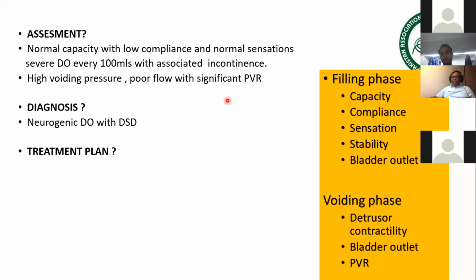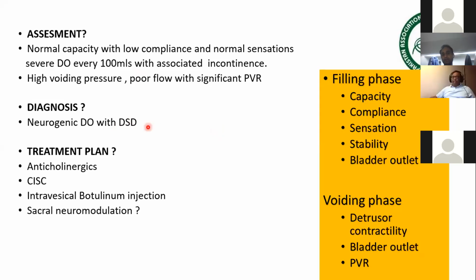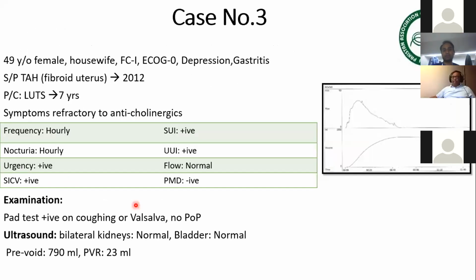So do you people think that this patient has got a healthy bladder, or is it a safe bladder? Yes, so this is not a safe bladder. This patient has significant high detrusor pressures with a poor flow, and he is at risk of having upper tract damage. So the treatment in this patient would be to go for the anticholinergics, keep this patient on clean intermittent catheterizations, have intravesical botulinum toxin, and the role of sacral neuromodulation.